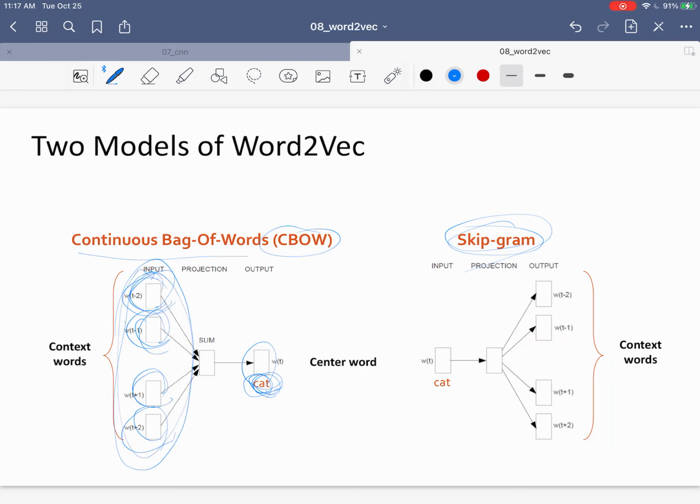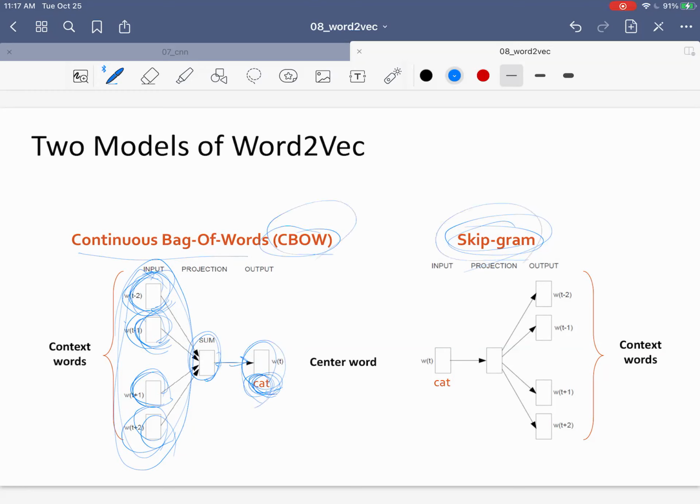So there are four neighboring words, and their neighboring word vectors. You sum them up, and you want this summation to be predictive of the cat word, which is our word of interest. So that is CBOW, and skipgram is the other way around.